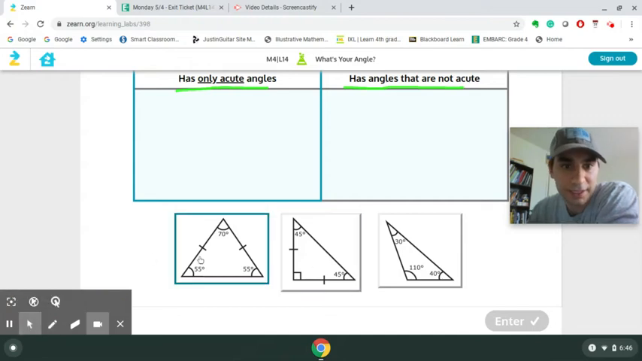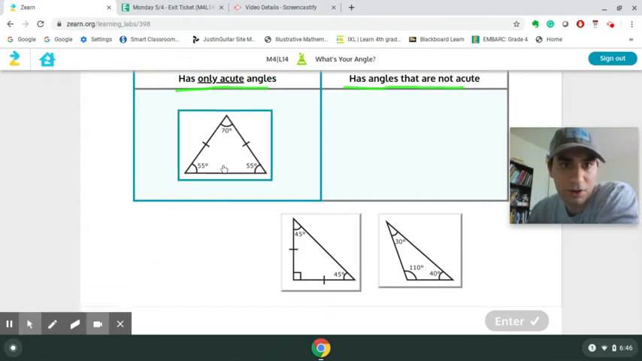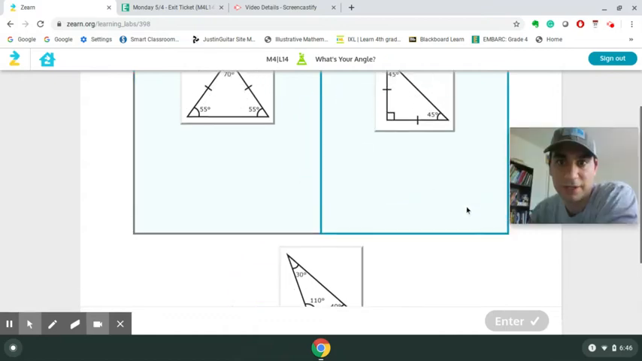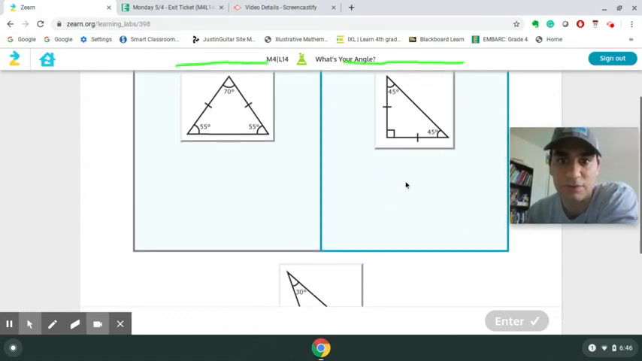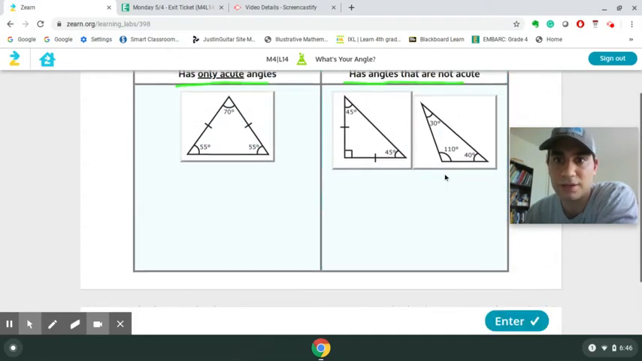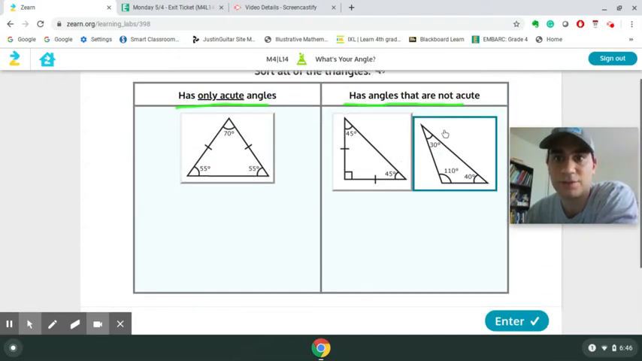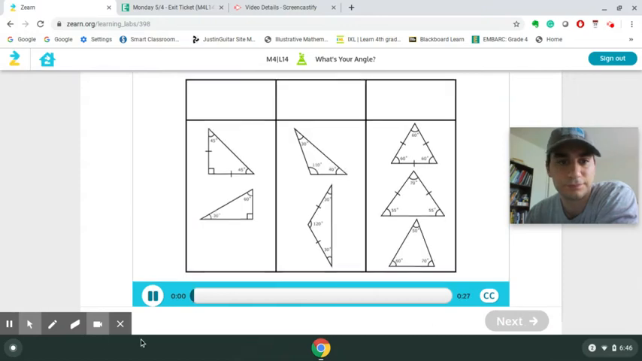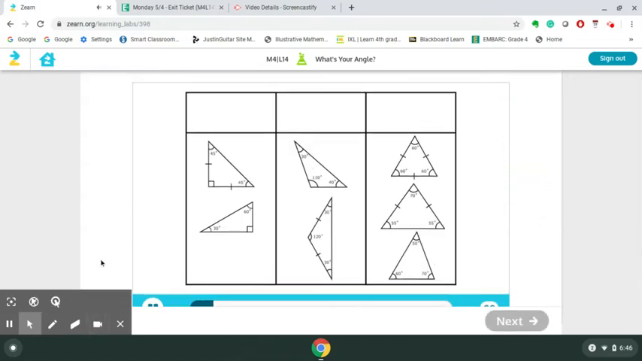Okay, I can see all 3 angles here are acute. They're all less than 90 degrees. I have 1 angle here that's 90, so that'll go into our right category. And then I have our obtuse angle here, so that'll drop right down into our right hand category. Nice job. Great work.